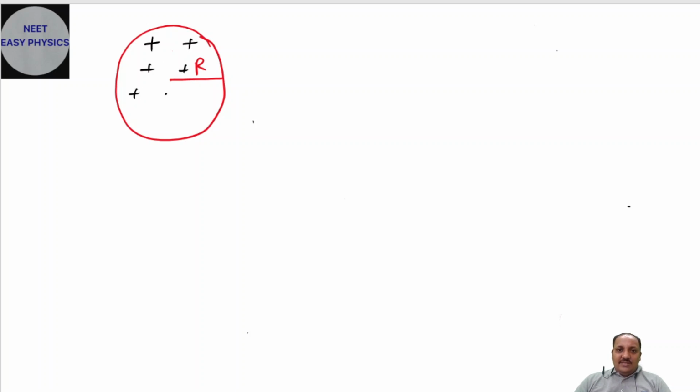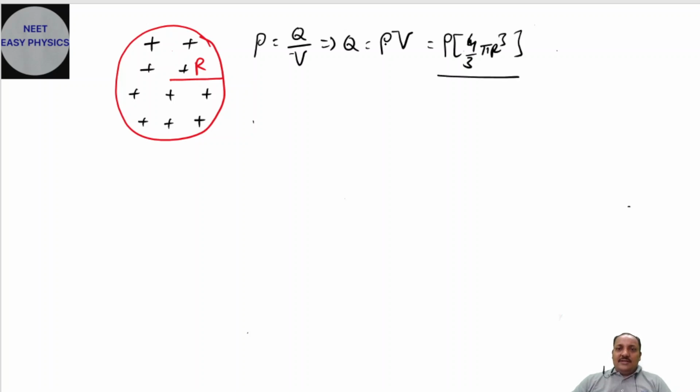Non-conducting sphere means if you have given charge, it will be there only. It will not move to the surface. The charge is going to be occupying the entire volume. Now, how much charge is going to be present within this sphere? That is rho, which is charge per unit volume. So the charge available within this volume is rho into V. What is the volume of this sphere formula? 4/3 pi r cube. This is the charge available within this entire volume.